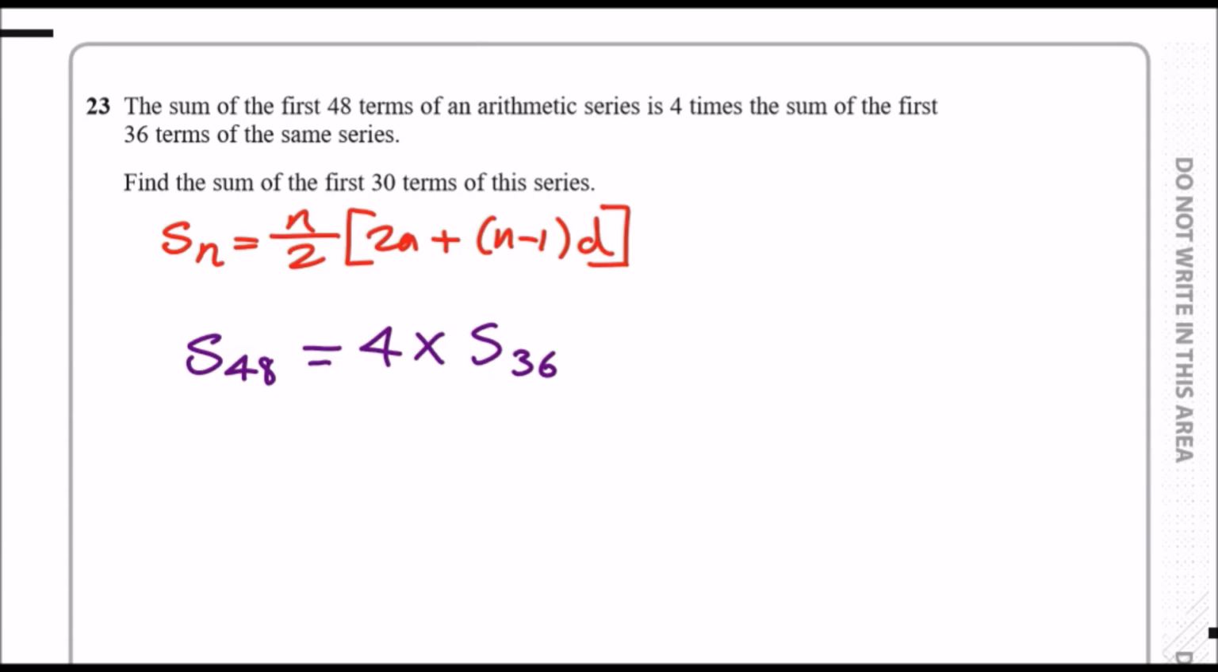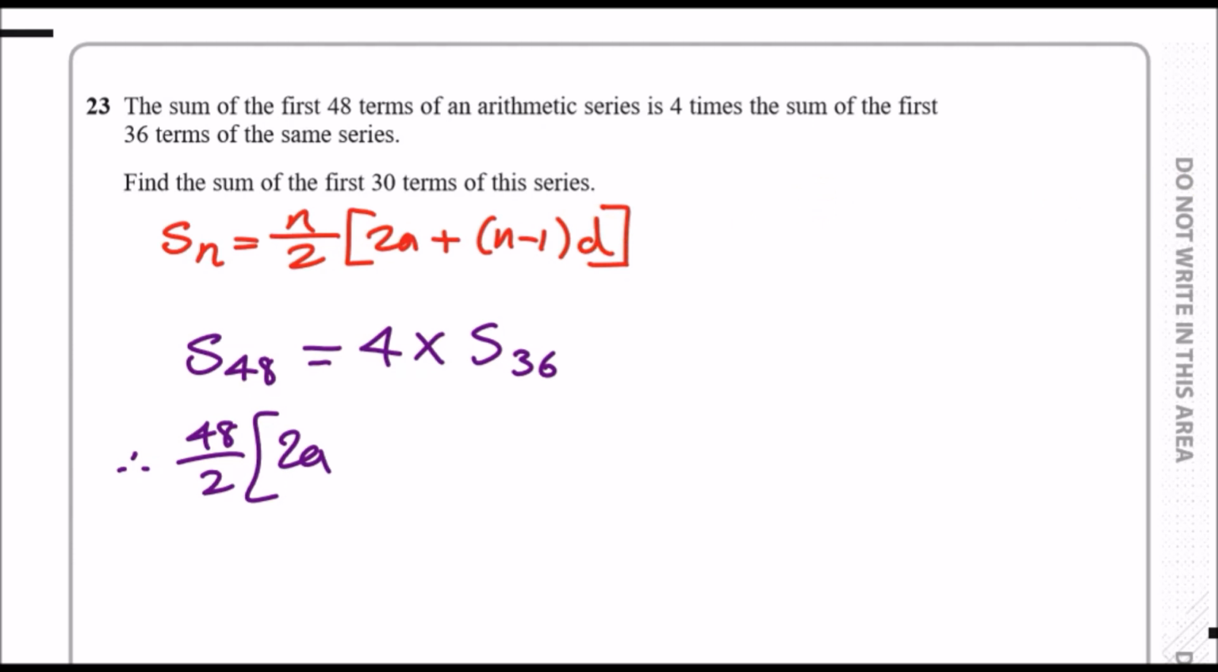Oh man. Now, all you have to do here is literally just copy this equation twice, replace n with 48 here, and then again, on the right hand side, replace n with 36. So let's do it. For the sum of 48, we're going to have 48 over 2 times 2a. And by the way, a is known as the first term, and d is the common difference. We have to figure out what these two are, I'm guessing.